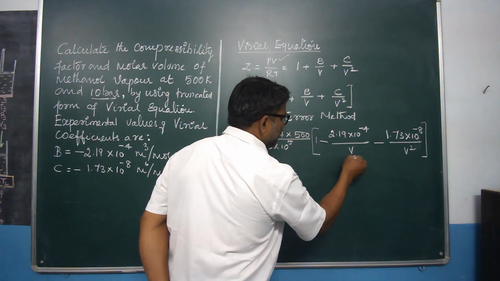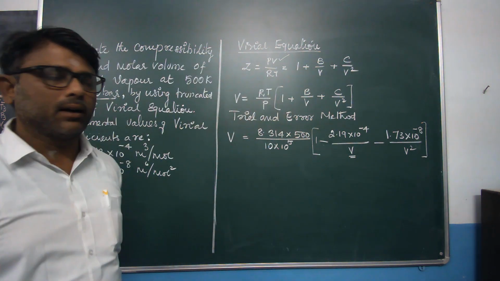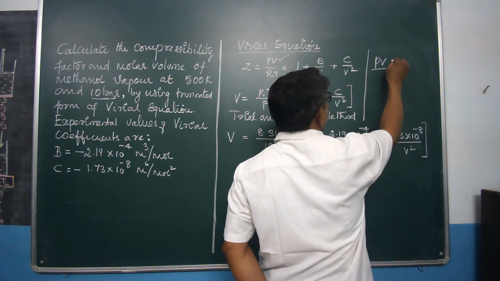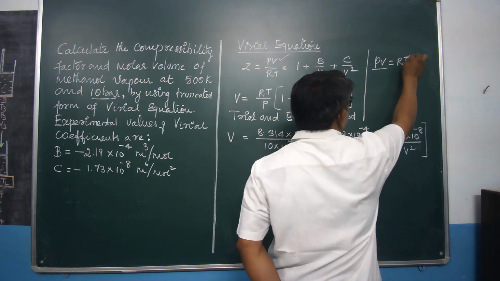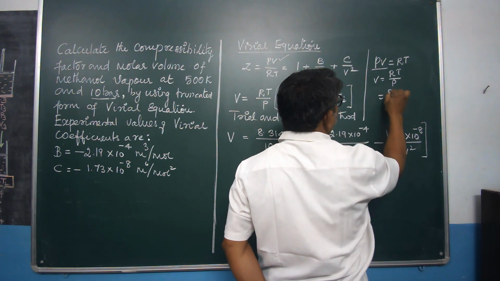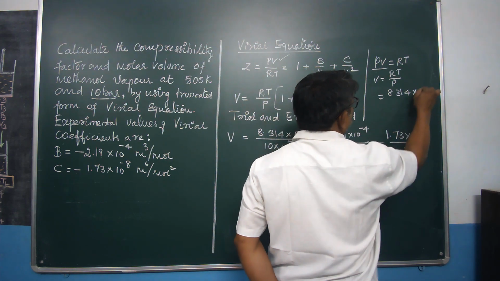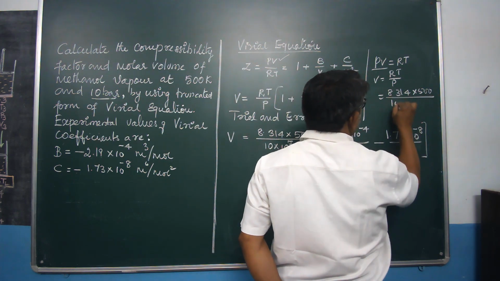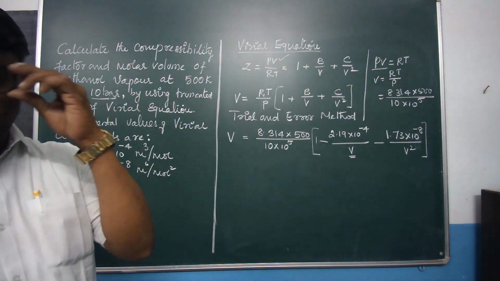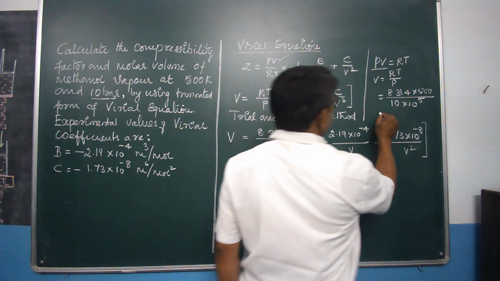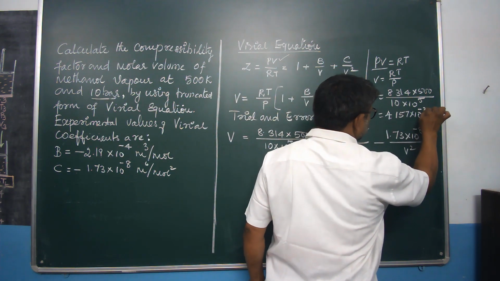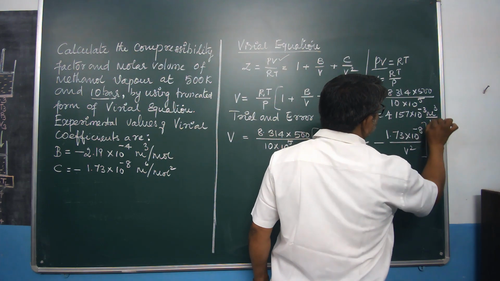For the assumption, you can use the ideal gas law. So PV is equal to nRT. For 1 mole of gas, PV is equal to RT. For V, R into T divided by P, which is equal to 8.314 into 500 divided by 10 into 10 to the power of 5 Newton per meter square. The answer is 4.157 into 10 to the power of minus 3 meter cube per mole.